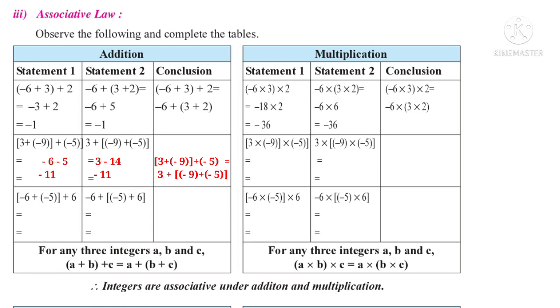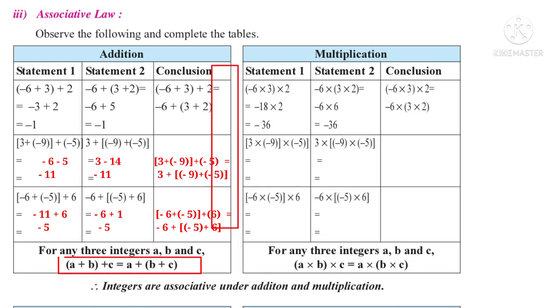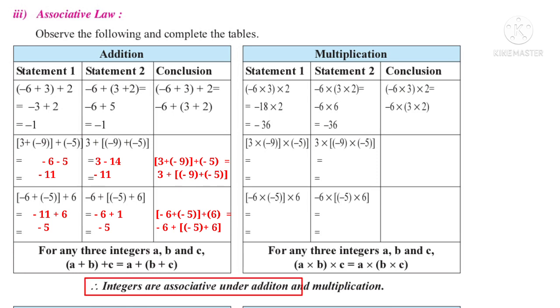Now third example, in statement 1, minus 6 plus minus 5 becomes minus 11, plus 6 equal to minus 5. In statement 2, minus 5 plus 6 equal to 1. So minus 6 plus 1 is minus 5. Both are equal. So we can say that (minus 6 plus minus 5) plus 6 equal to minus 6 plus (minus 5 plus 6). Here observe the equality symbol in the conclusion. So we can say that for any three integers a, b and c, (a plus b) plus c is equal to a plus (b plus c). Therefore integers are associative under addition.